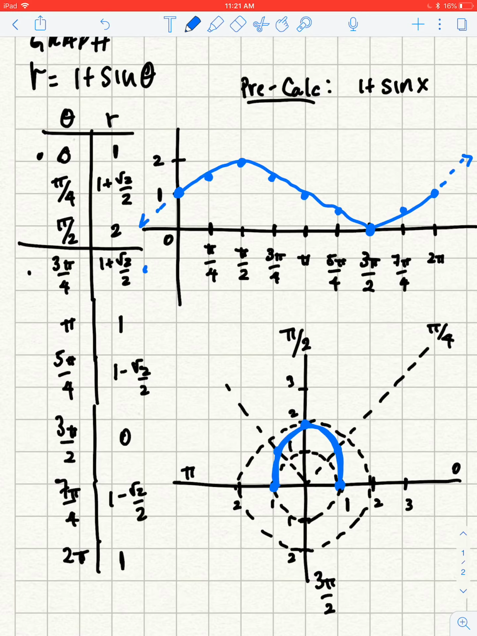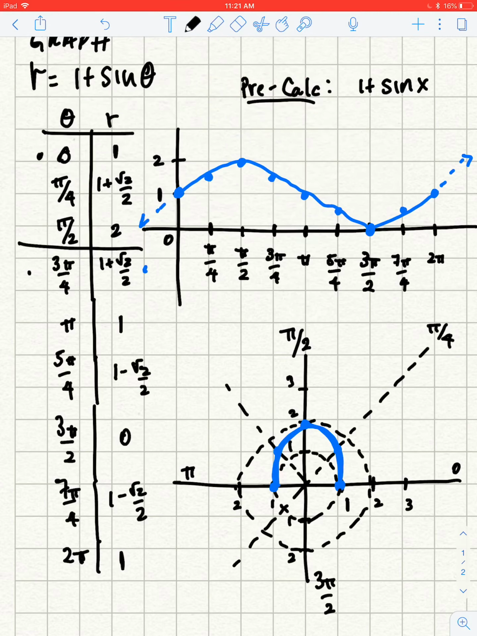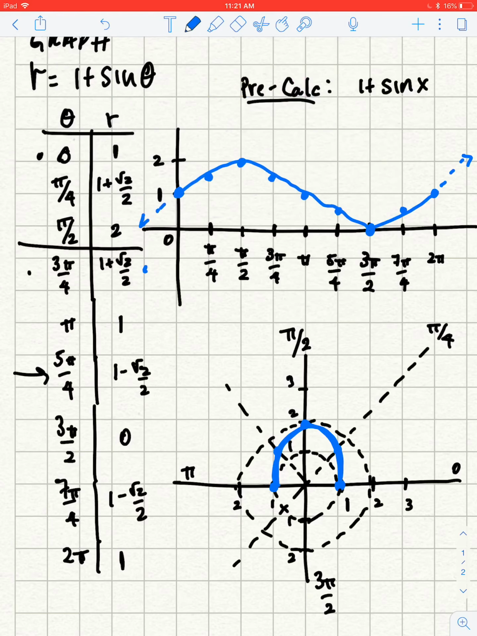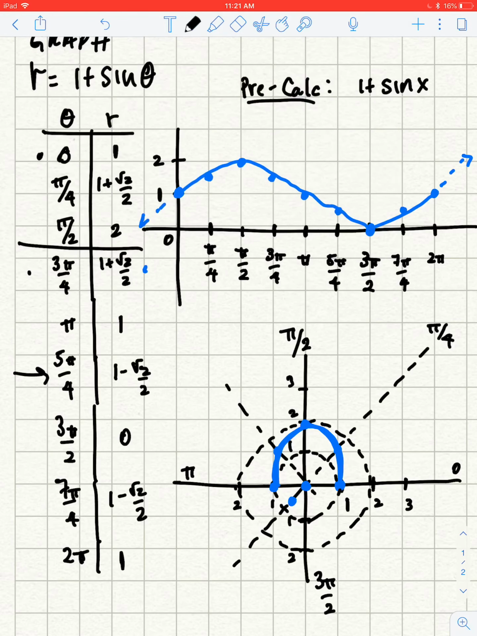And now at 5 pi over 4, it's going to be less than 1, right? At 5 pi over 4, we have 1 minus root 2 over 2. So my point is going to wind up here. And then at 3 pi over 2, it's 0. And then again at 7 pi over 4, it's that 1 minus. So again, it's right in between 0 and 1. And you have this upside down heart shape.